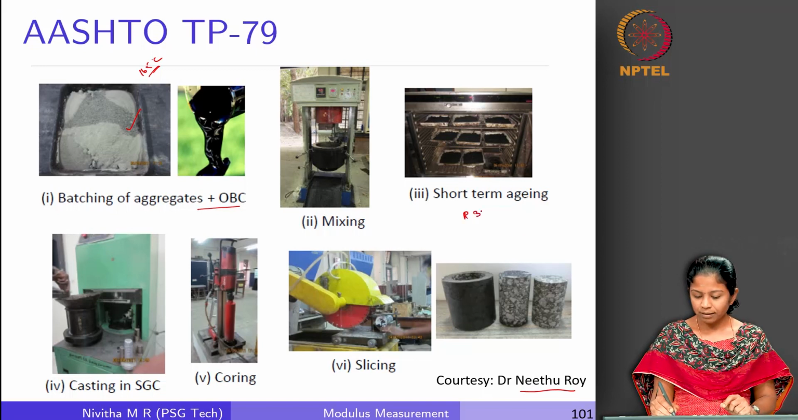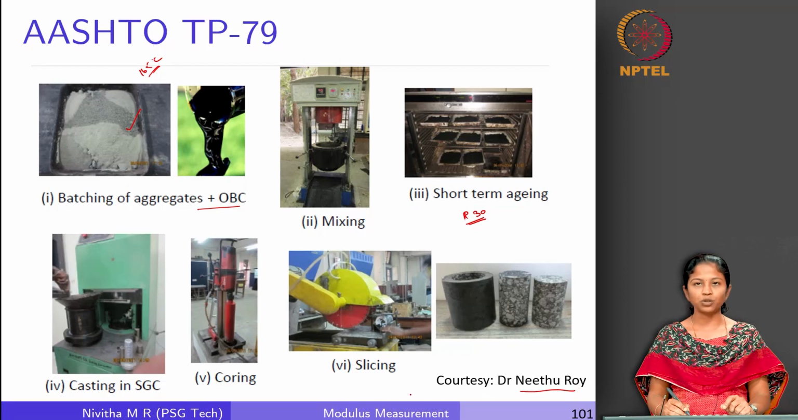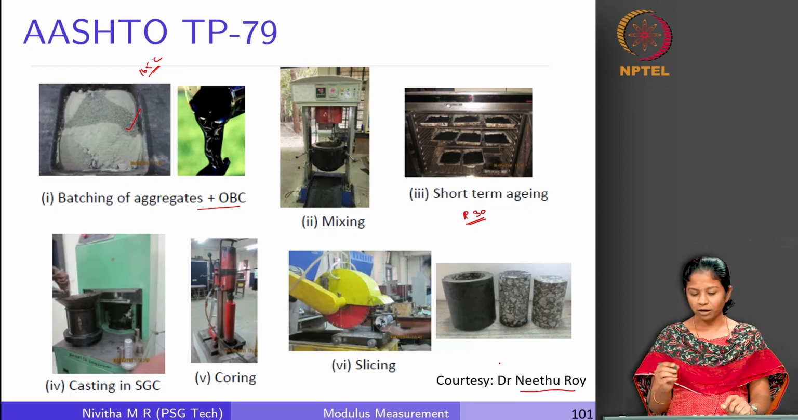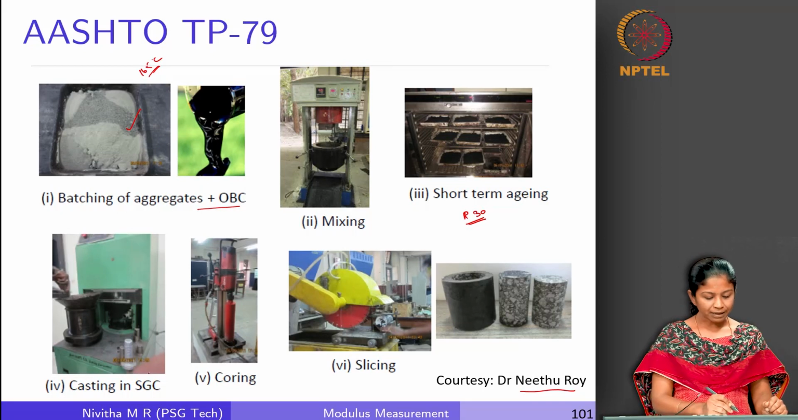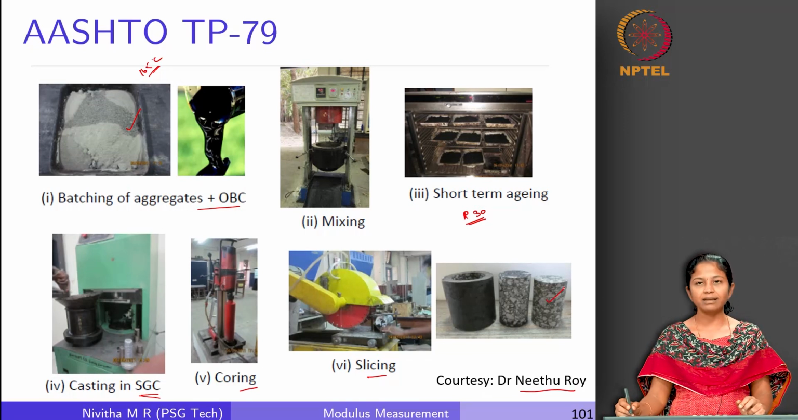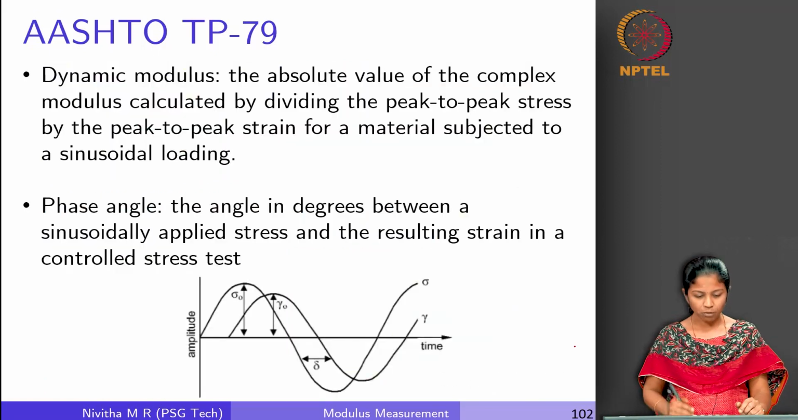So, again the short term aging procedure is given in AASHTO R30. In accordance with this procedure we short term age the sample and then we cast it, again in a Superpave gyratory compactor. So, we prepare a specimen, we core it, slice it and finally we get the required specimen. This specimen is used for conduction of the dynamic modulus test.